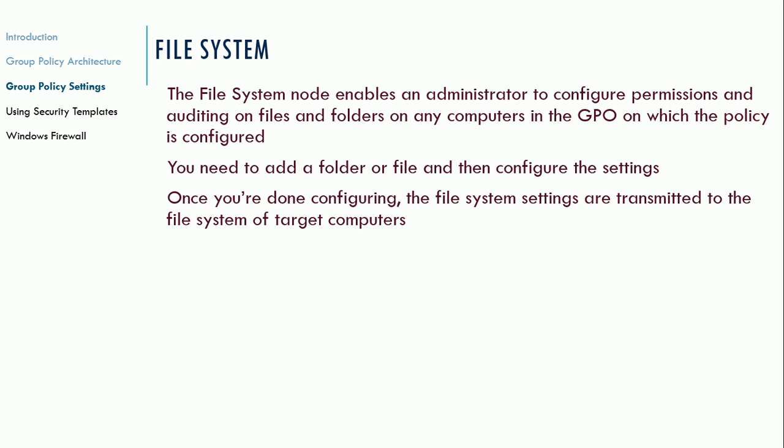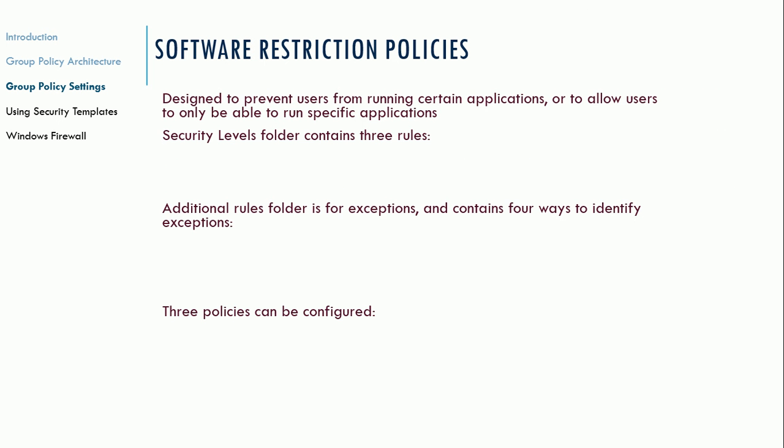Okay. There's also file system. The file system node enables the configuration of permissions and auditing for files and folders. So you can enable auditing on access to folders, for example, and also set policy on certain file system objects. And then we get the software restriction policies.